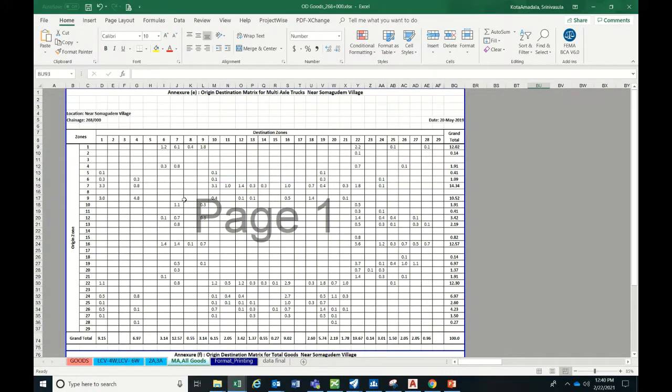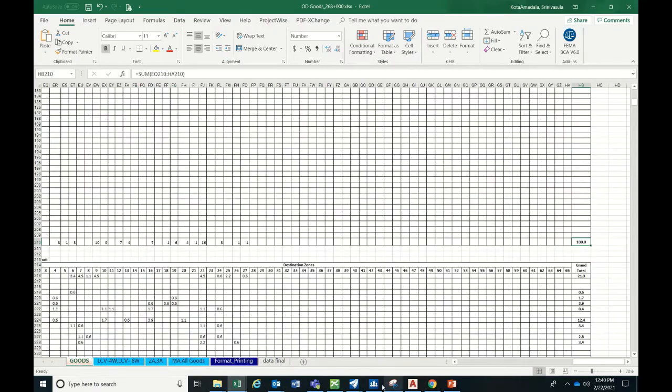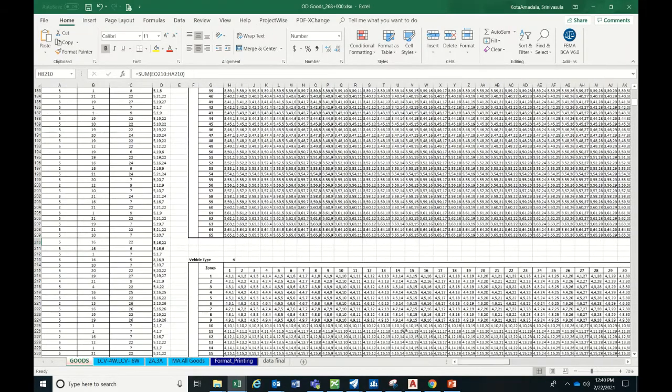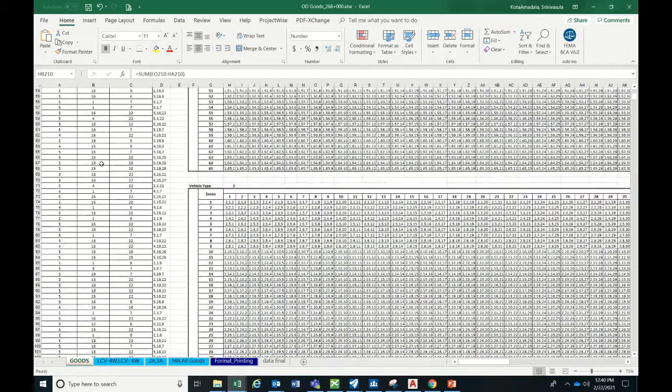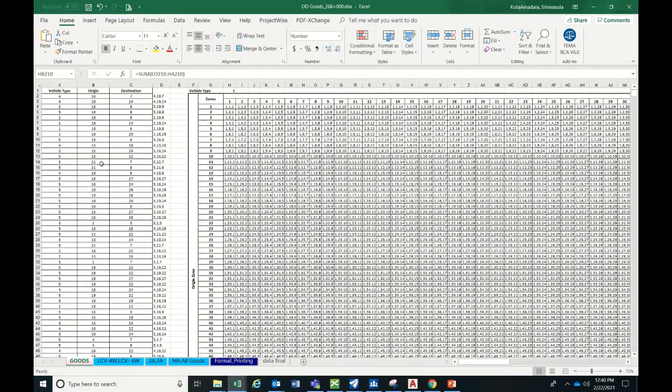That's it guys. I hope you understood the concept of 4D matrix analysis. It is very simple. First, along with the data you collected during the axle load survey, some additional information, origin and destination and commodity, must be collected to carry out this. So just enter vehicle type, origin and then destination.